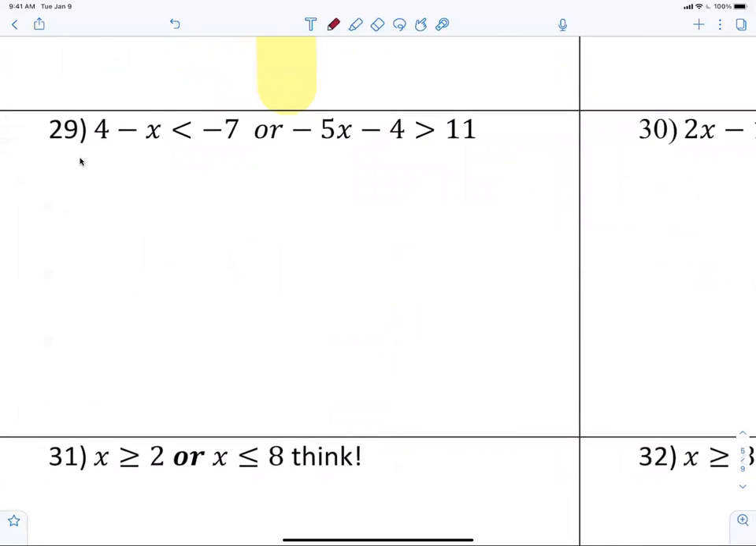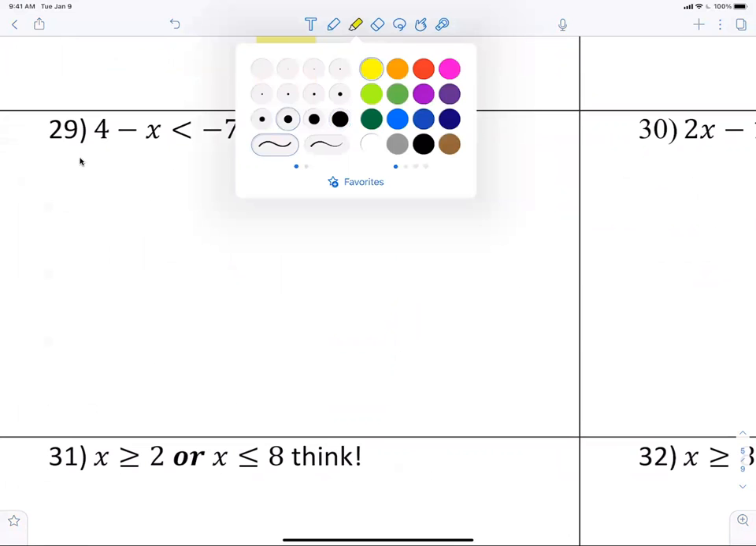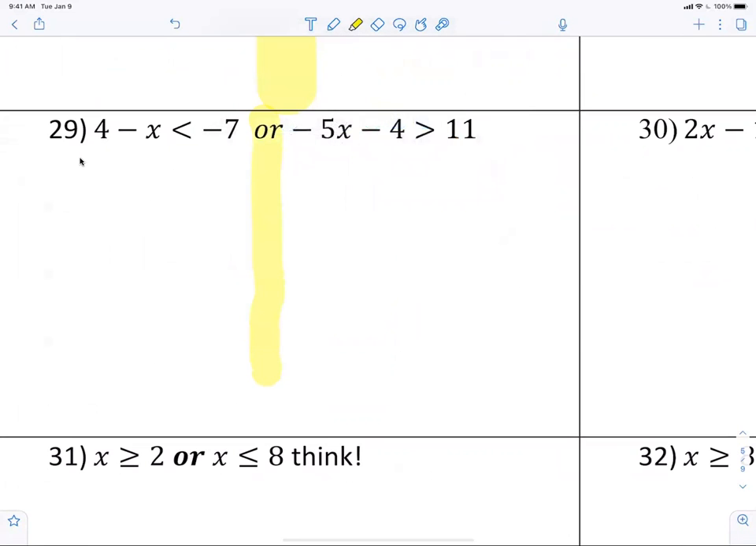What do I have to do? Bring the 4 over. So that becomes? Minus x. Good job. Negative x is less than negative 11. So that means x is greater than 11. Everybody okay with that?